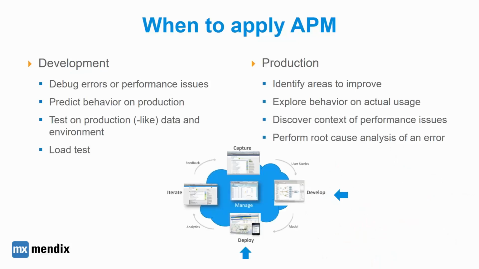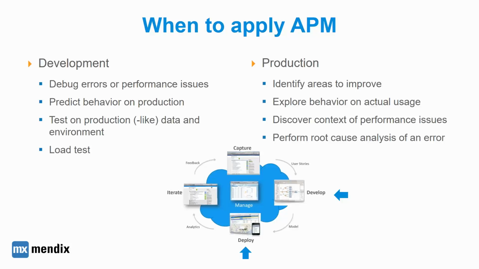If you view the Mendix lifecycle, we can see we can capture user stories, we can develop those into a model, we can deploy them on production, and we can iterate over it to continuously improve our application. During this lifecycle, we've seen that on development we can apply APM to debug errors or performance issues which occur on production, and you can reproduce them locally, and to predict behavior of logic you have just developed to how it can behave on production.